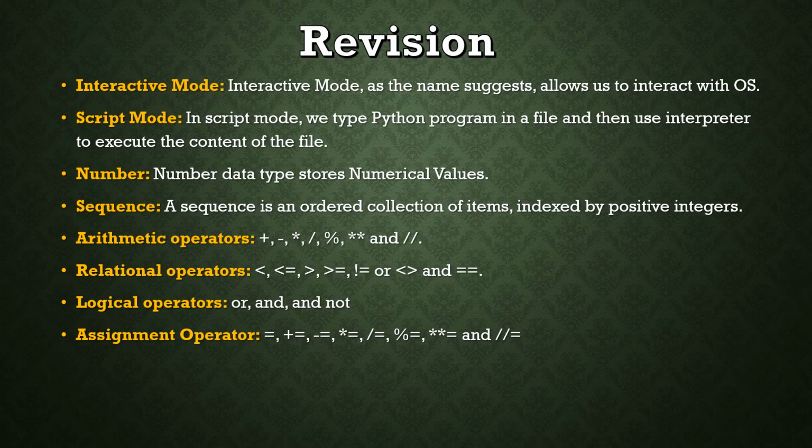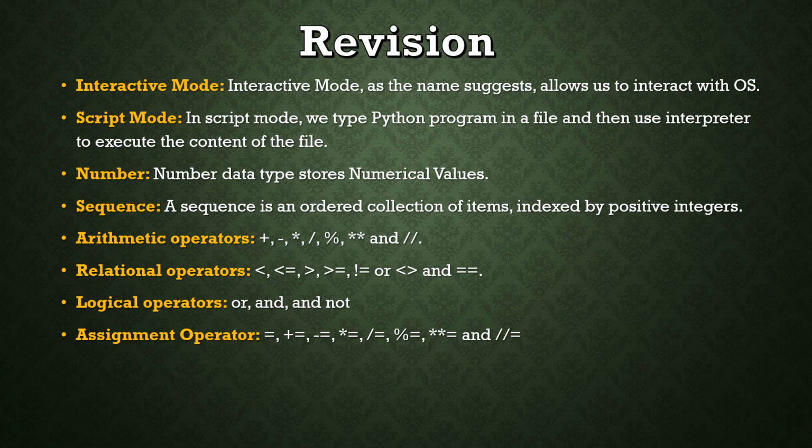So, revision of this first chapter. This session is the end of the first chapter, review of Python programming. Here interactive mode is already explained. Interactive mode, as the name suggests, allows us to interact with the operating system. Script mode allows us to create a file or program, and then the interpreter executes the contents of our file. That is script mode.